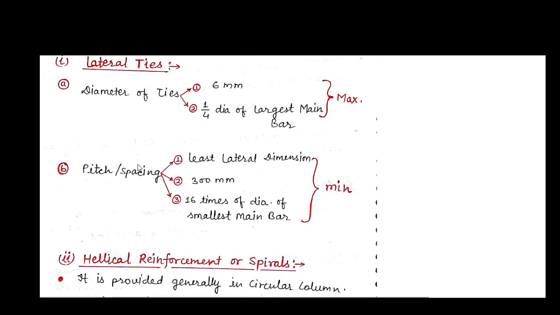For lateral ties, we have a certain range from the IS code. The diameter of ties is 6 mm or 1/4 of the largest diameter of the main bar, whichever is maximum of these two. Suppose we are using 8 mm or 12 mm diameter for the main bar. 12/4 becomes 3 and we have 6. Between 6 and 3, 6 is maximum, so we will take the diameter of ties as 6 mm.